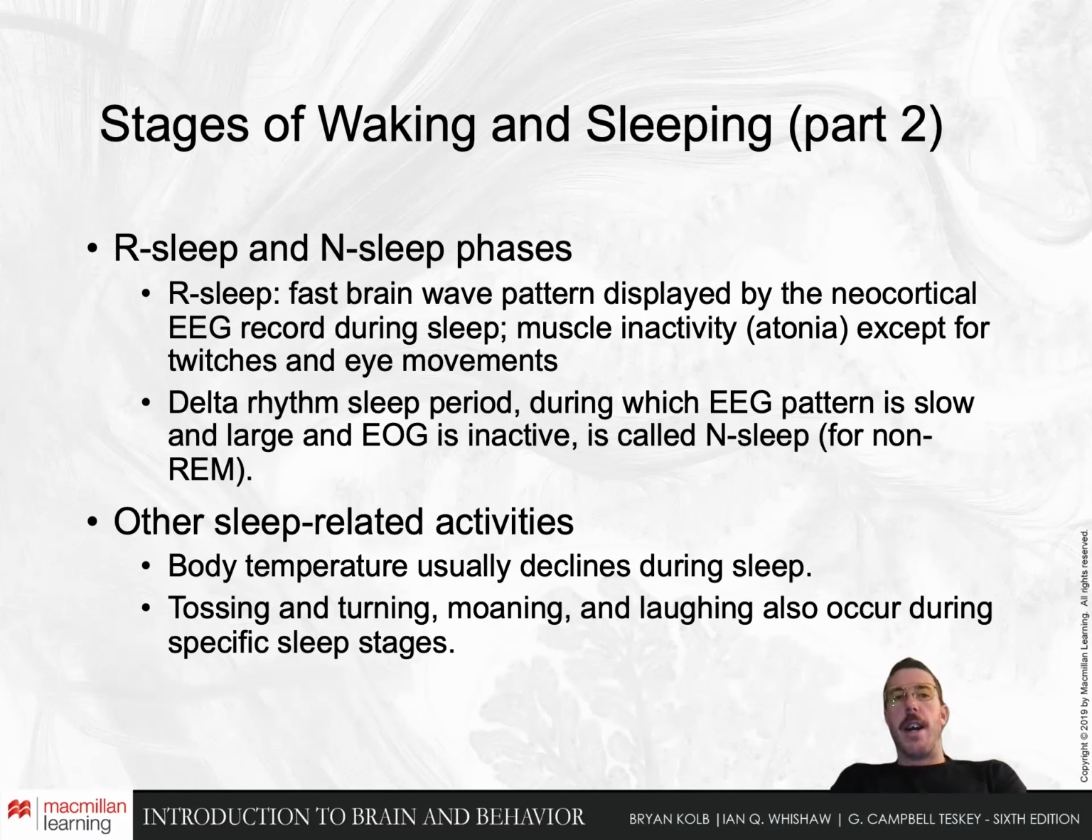And these can all be contrasted with a type of sleep called REM sleep, or rapid eye movement sleep, in the textbook called R sleep. R sleep is a fast brainwave pattern displayed by the EEG, which involves complete muscle inactivity, except for some twitching eye movements, and much faster brainwave activity, more similar to a waking state. And this can be contrasted with this type of N sleep, where there's this large, slow frequency delta rhythm, and the eye movements are generally inactive.